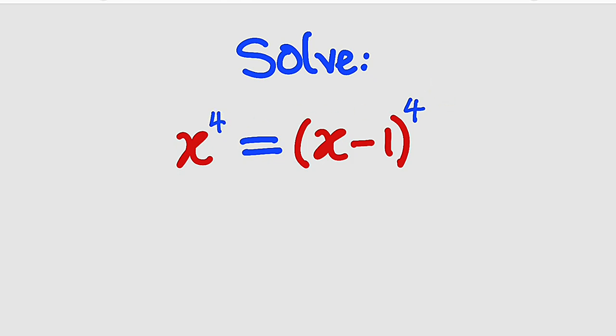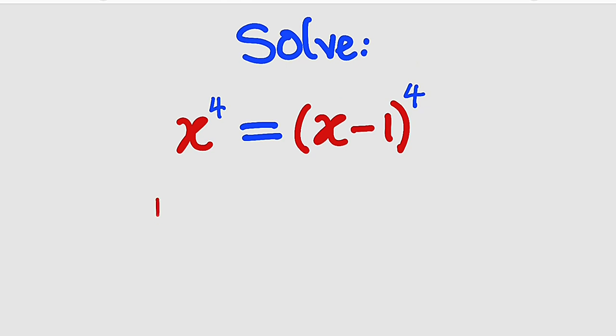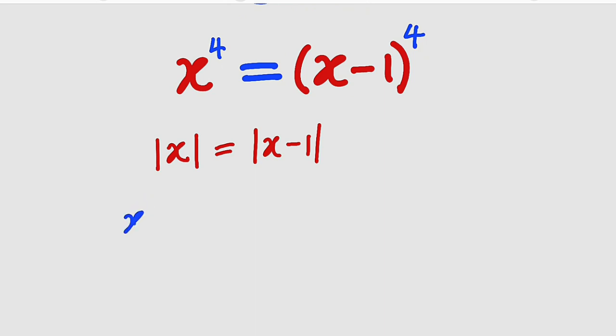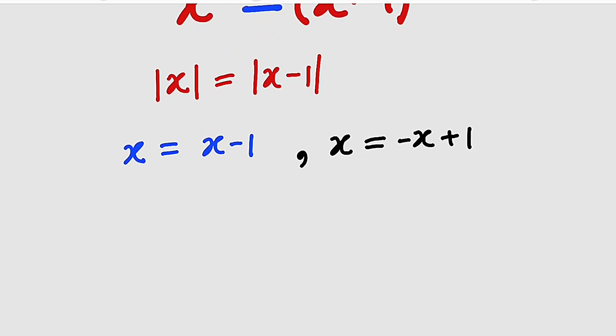So let us split it. Since the powers are even, we have the absolute value of x equal to the absolute value of x minus 1. And you know that absolute value functions are piecewise. So we can split them: the left hand side remains positive x, equal to the right hand side which can also remain x minus 1. That is the first condition. Second condition, the left hand side can remain x, but the right hand side can be negative, so all signs will change: negative x plus 1. These are the first two conditions. We have two others. Let us solve these ones first.